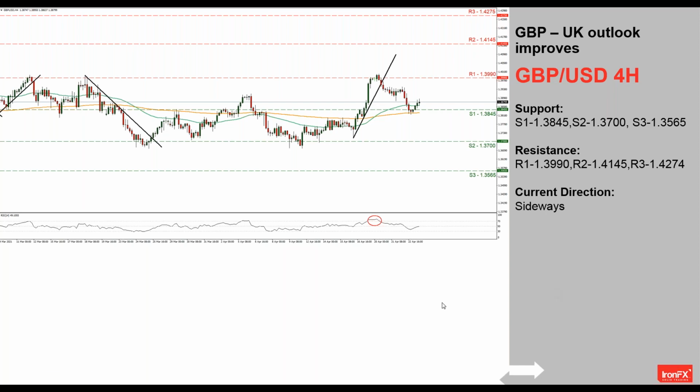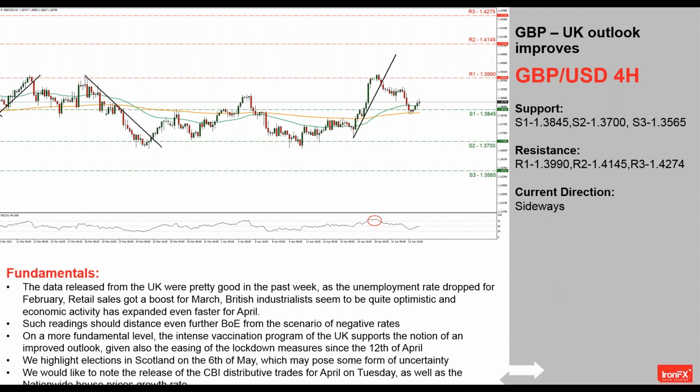Now, the pound remained relatively stable against the USD in the past week, as we have mentioned. The improved economic outlook of the UK seems to have failed to boost pound traders. The data released from the UK were pretty good in the past week, as the unemployment rate dropped for February. Retail sales got a boost for March.